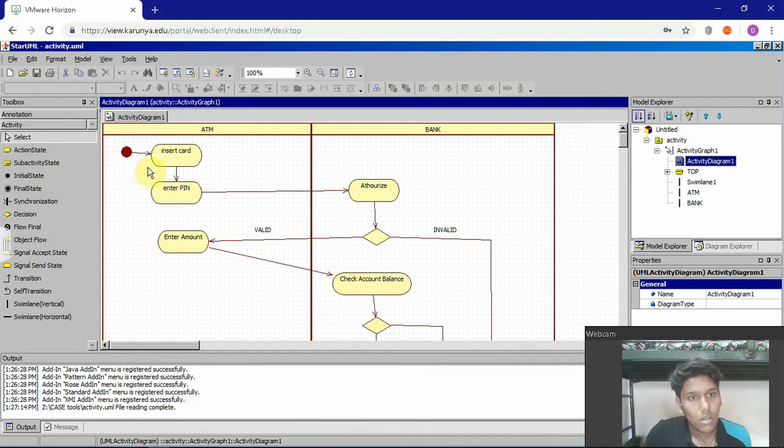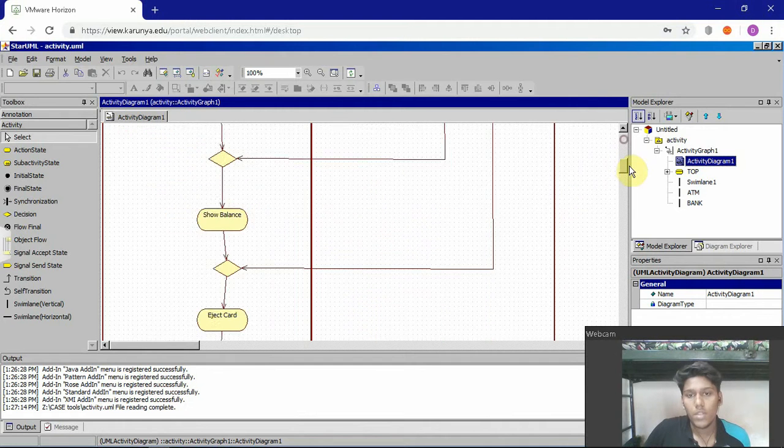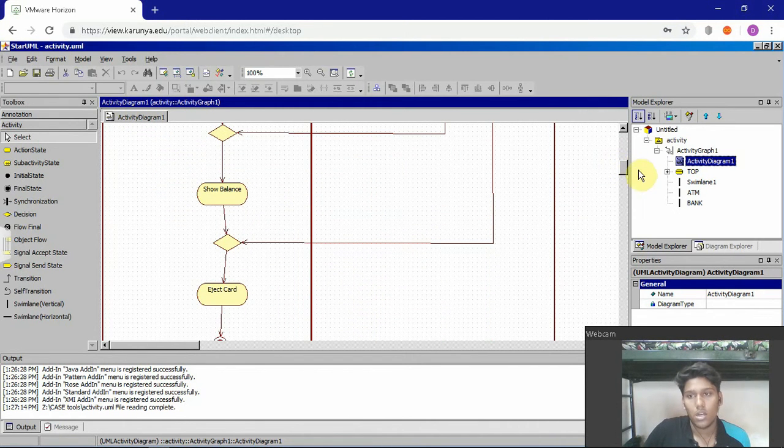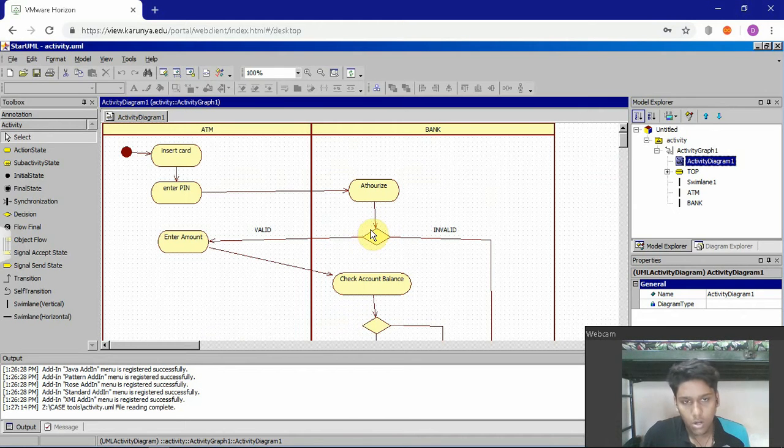Now from the start it goes to inserting the card, and after insertion of the card the pin has to be entered. If the pin is authorized, there are two possibilities: the pin is valid or invalid. If the pin is invalid, it has to eject the card, so it goes directly to the state where the ejection of the card is done.